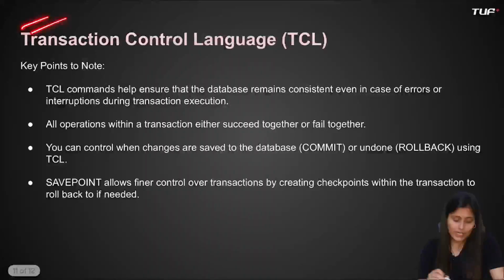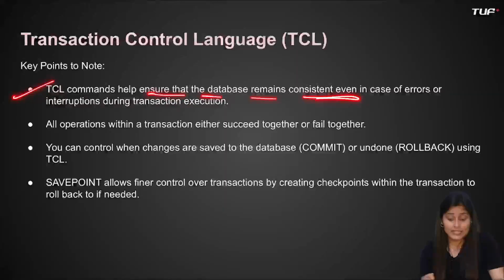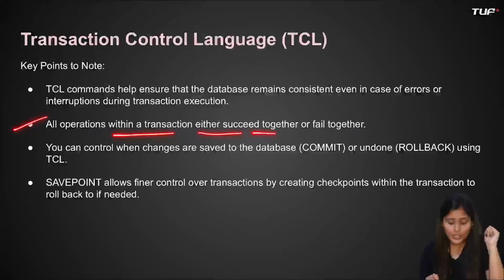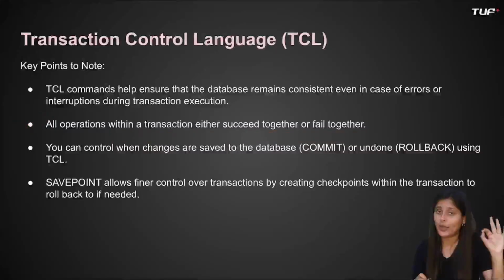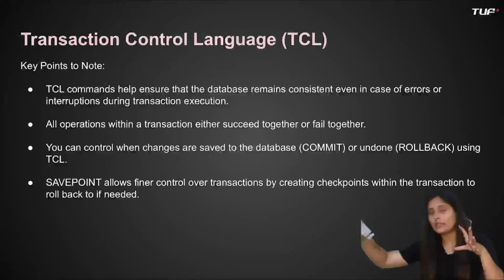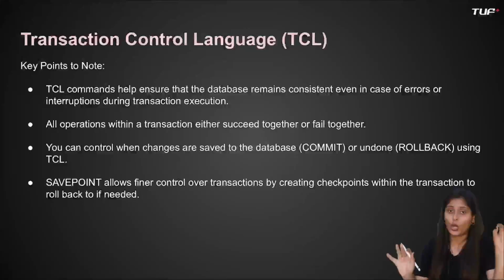So that is all about transaction control language. TCL commands help ensure the database remains consistent even in case of error. It helps to retrieve our data even in case of error or failure with the help of save points, commit, and rollback. All operations within a transaction either succeed together or fail together. This is the good thing about a transaction, that it will happen till the end, or it will not happen at all. It's nothing like in between it is doing something.